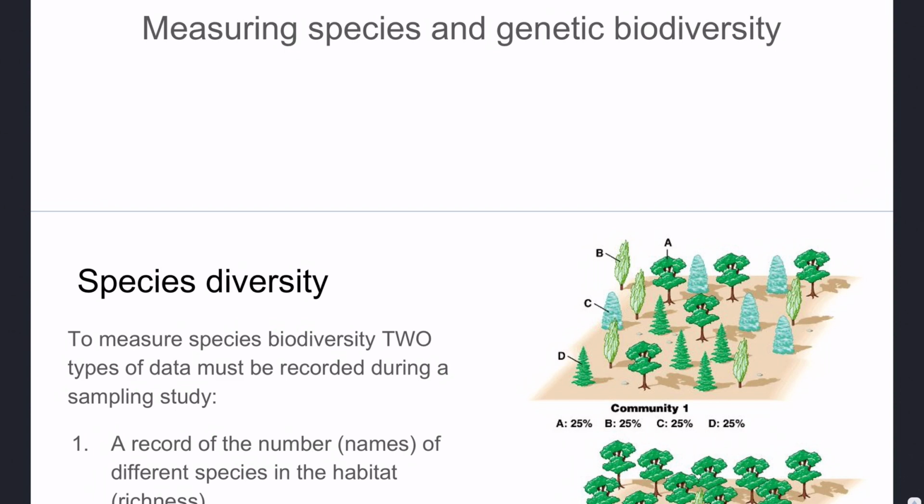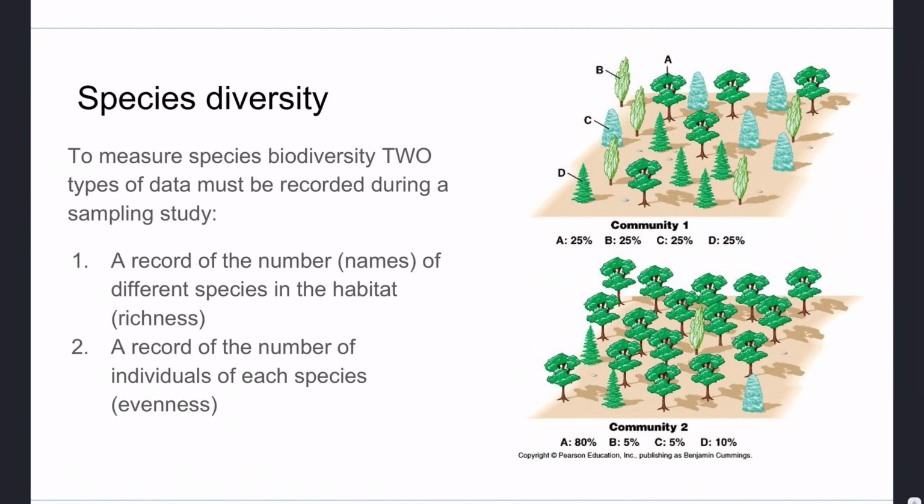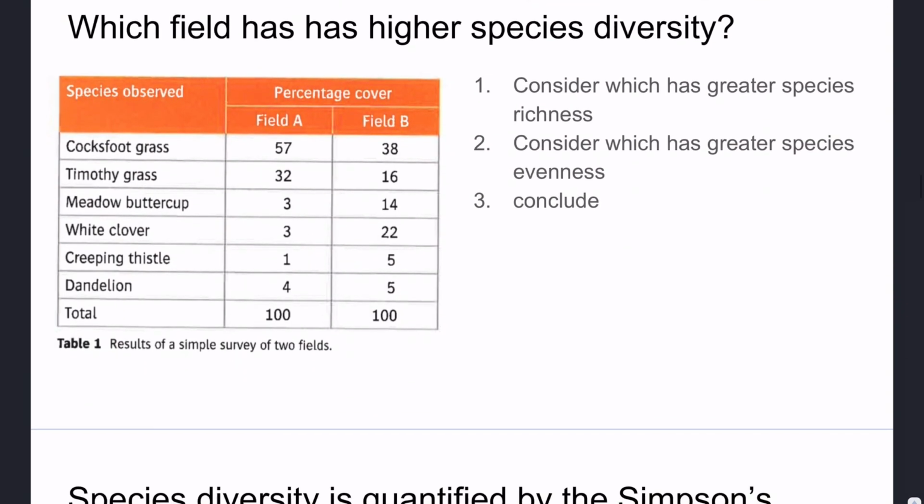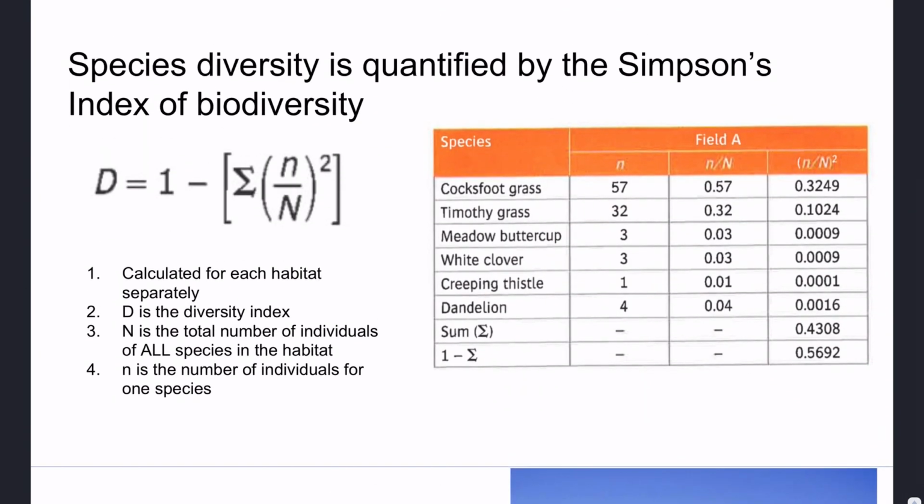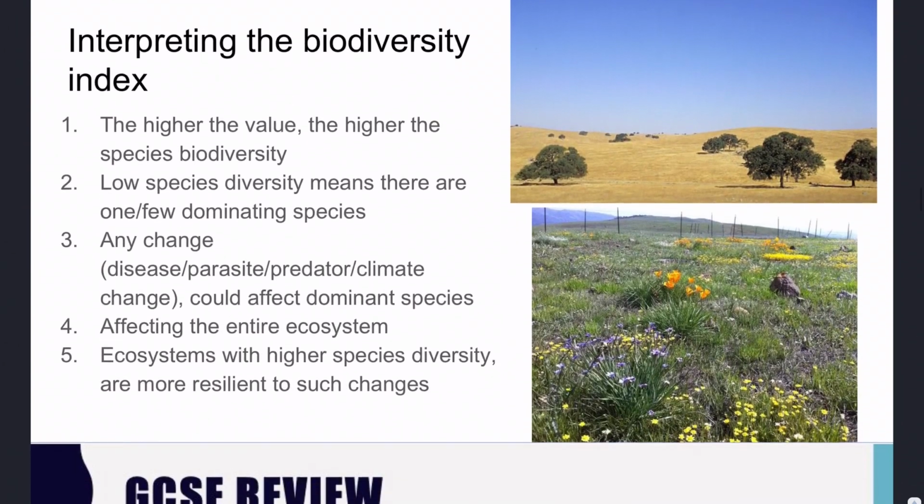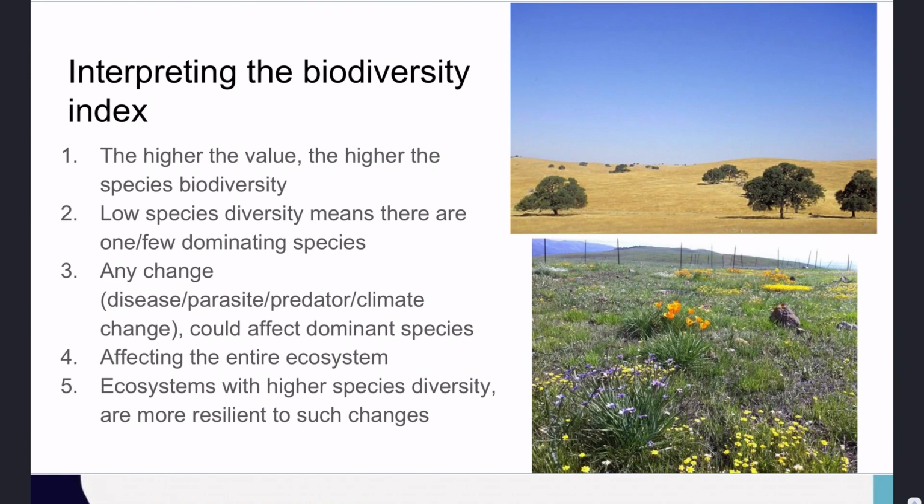So we can calculate a value for biodiversity. What is that value telling us? First we looked at species diversity, and remember, species diversity consisted of the different types of species being richness, the numbers, or the population size, of each species being evenness, and both come together in the index of biodiversity. We looked at how to calculate that and what that value means. So what does a high biodiversity value mean? What does a low biodiversity value mean? And what's the significance of that value?